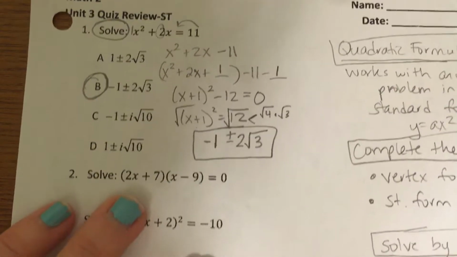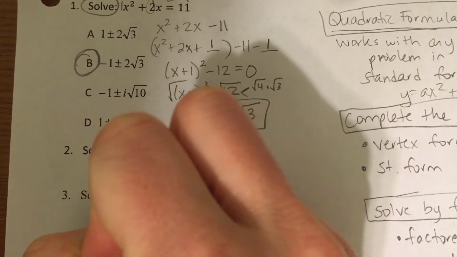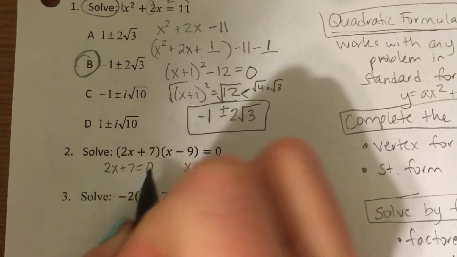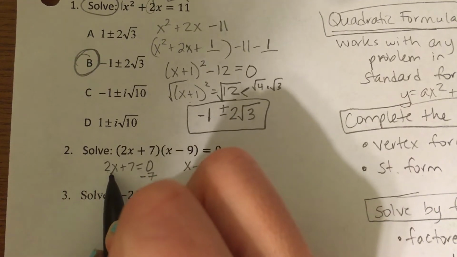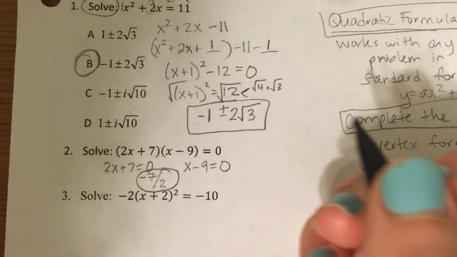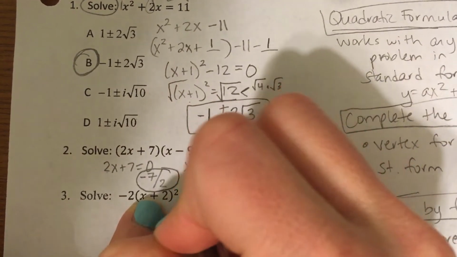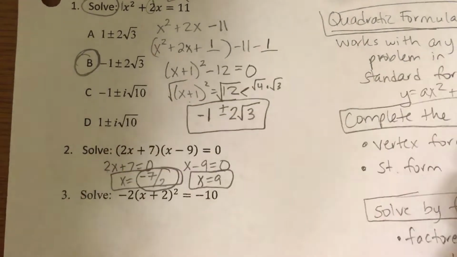Alright. Number 2 is already in factored form, so you set them both equal to 0 and solve. Here the 7 moves to the other side and becomes negative 7, but don't forget to divide by 2. So you get negative 7 over 2, or you can make it negative 3.5, and this one is x equals 9. So you have 2 answers.